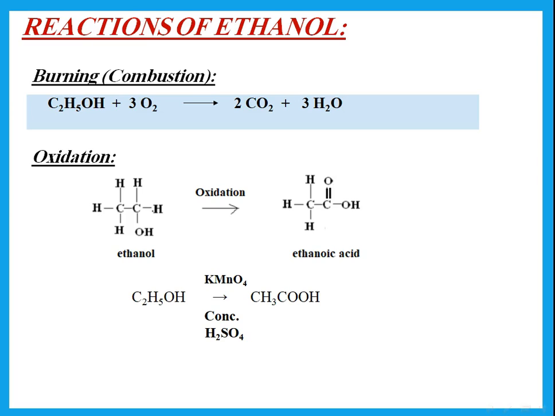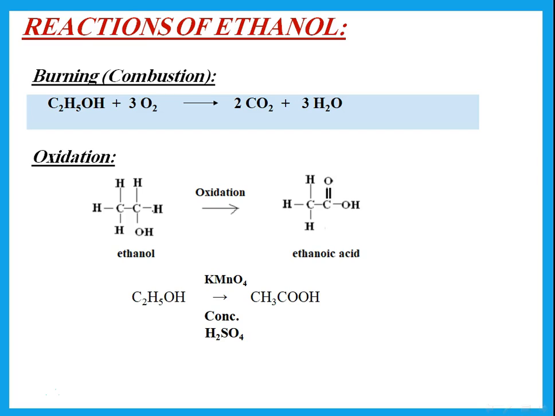Reactions of ethanol, again burning. Again, this will either give you carbon dioxide and water if we're talking about complete, or carbon monoxide and water if we're talking about incomplete. Now, oxidation is a reaction that we can do for alcohols. So oxidation of any alcohol gives the corresponding acid. So if I'm doing oxidation of ethanol, it will give me ethanoic acid, or propanol will give propanoic acid, or butanol will give butanoic acid, and so on.